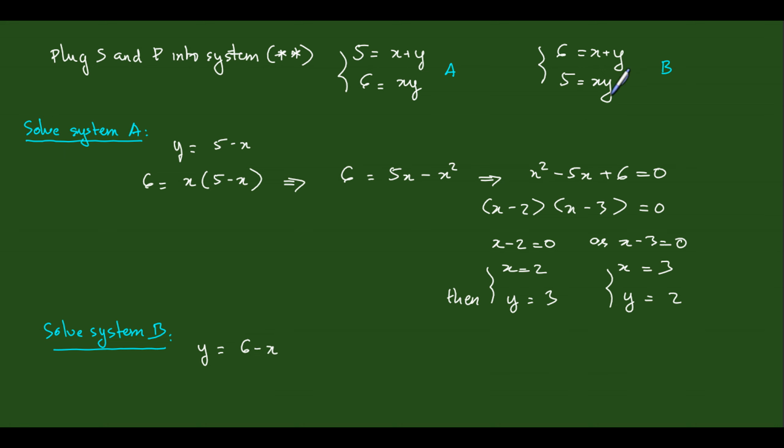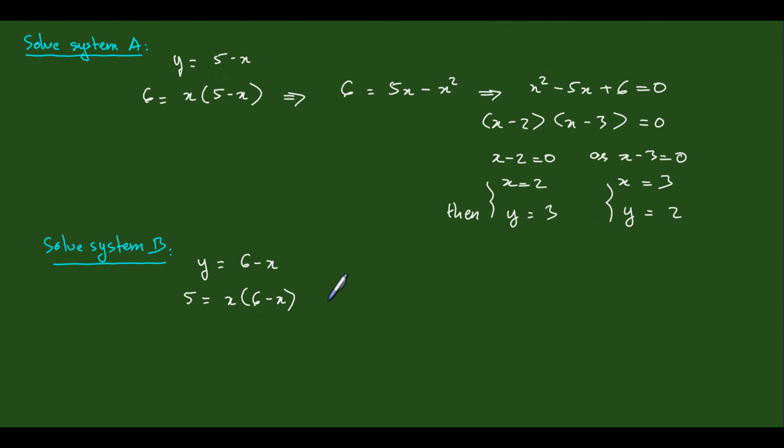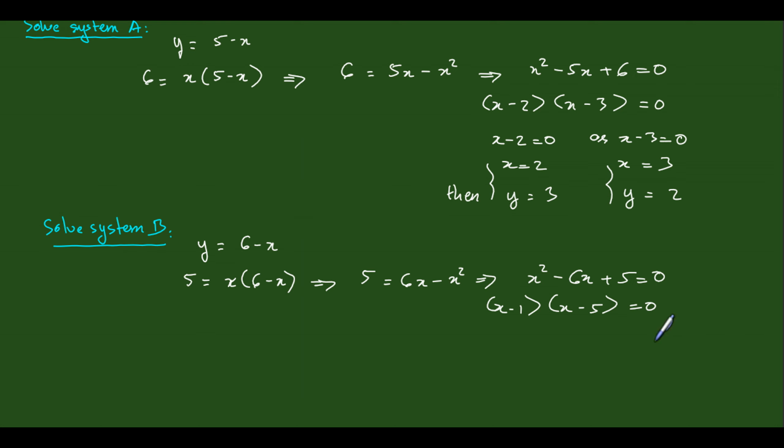Then I'm going to plug into the second equation. So you have phi equal to x times 6 minus x. So we have phi equal 6x minus x squared. If you reorder them, you have x squared minus 6x plus phi equals 0. And again, you can factor. So you have x minus 1, x minus phi. Everybody knows how to factor already, so I'm going to do it really fast. X minus 1 equals 0, you use your zero product property, then you have x equal 1 and x equal phi.